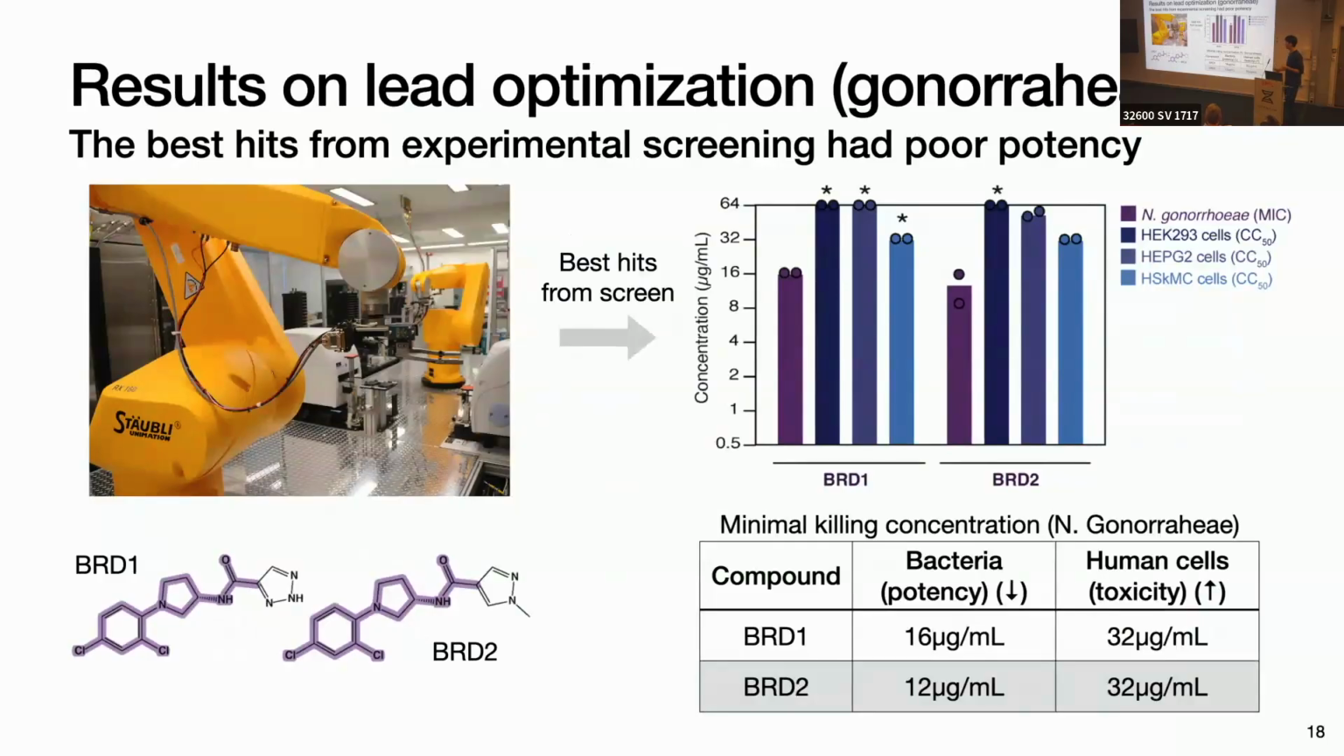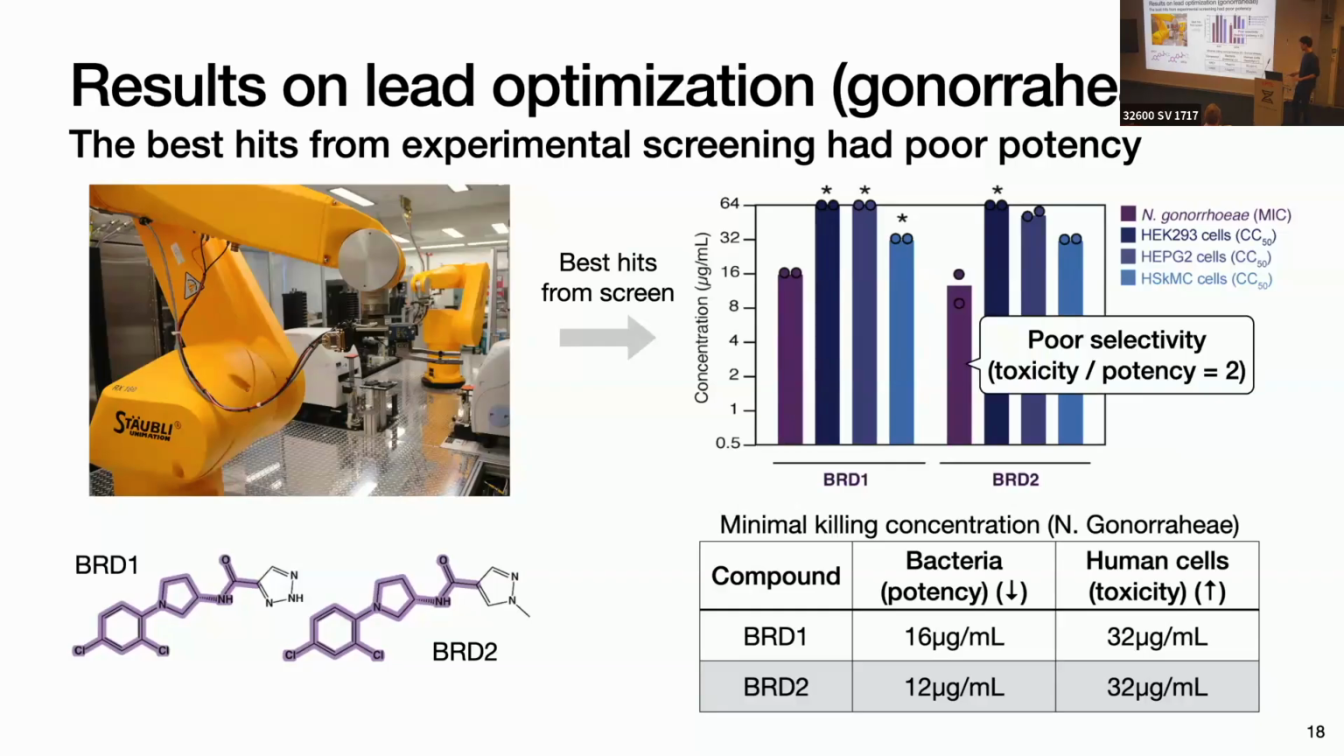From the initial screen that we did across the 40,000-ish molecules, there were about 500 hits. We took the best 2 hits, the two best that we found through the experimental screen, and they have decent activity. The potency is around 16 micrograms per milliliter, but the selectivity wasn't that great. With the same concentration that kills the bacteria, you are almost at being toxic. If you just double it, you will start to become toxic.